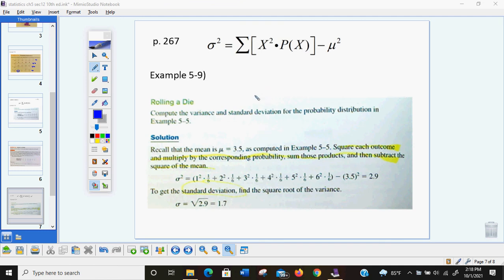Now let's look at how to find the variance. So this says the variance equals the sum of the outcome squared times the probability of that outcome. So you add all of those up and then you subtract the mean squared.